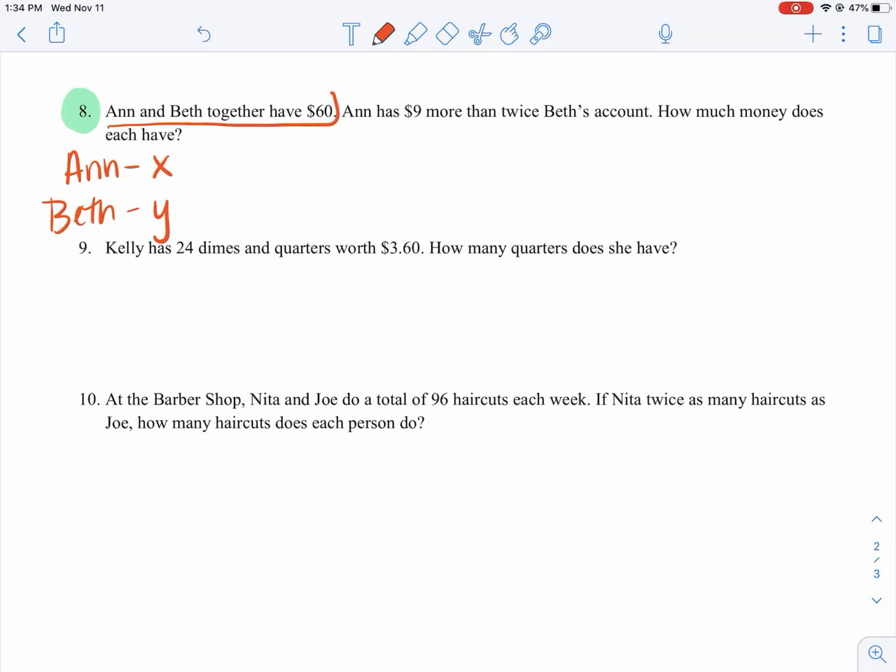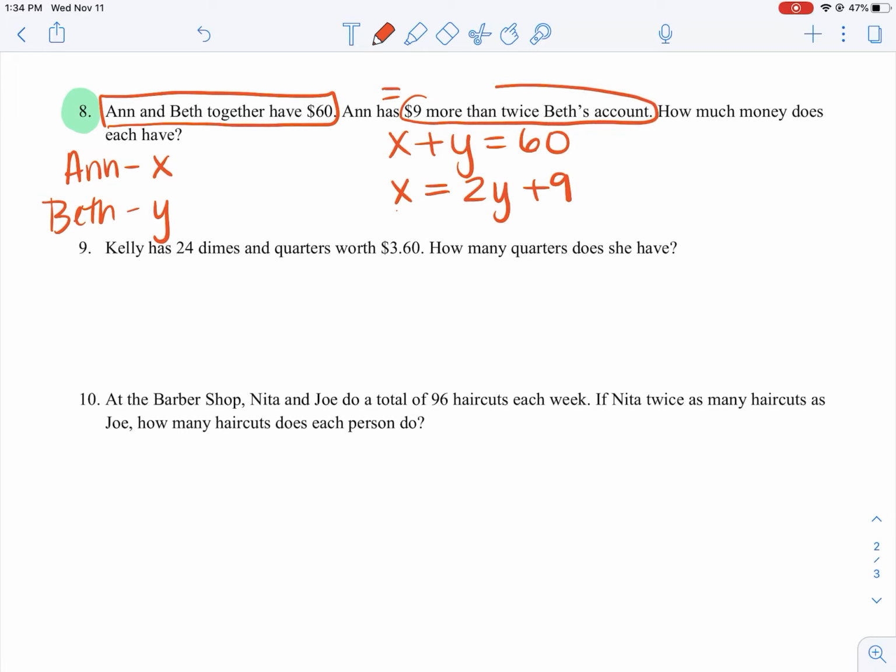So if I go to write this, it says together they have $60. So that tells me that X plus Y is 60. And then from there, it says Ann has, so X equals 9 more than twice Beth. Remember, twice means 2 times. So 2Y plus 9. So this is Ann. Ann equals 9 more than twice Beth. Beth was Y. That's how I came up with that.